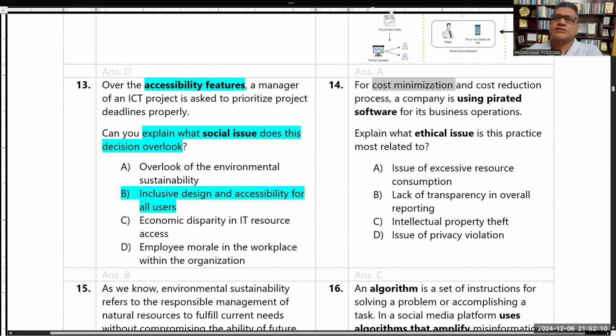Now 14. Cost minimization and cost reduction process. A company is using pirated software for its business operation. So your problem is pirated software. Explain what ethical issue this practice is most related to. Your ethical issue here is intellectual property theft. So here the answer is C.